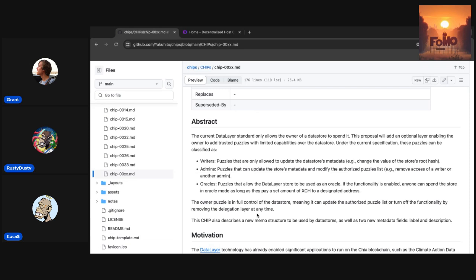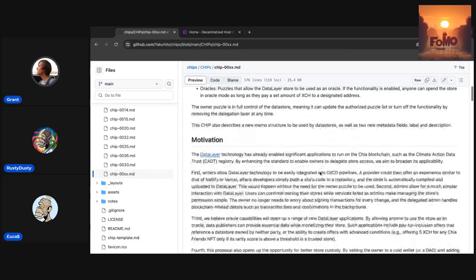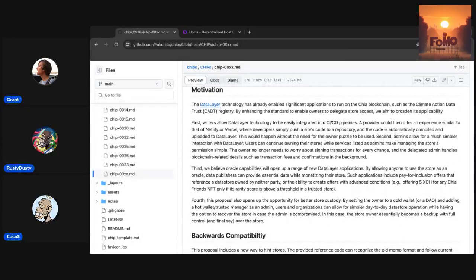So this was the CHIP that got authored by Yakuhito. He's working with Michael Taylor together. They created the specification, and I think Yak did a lot of the programming for it. So essentially, it kind of boils down to what's in this abstract. If you're looking for this, the link will be in the description of the show. But essentially, it describes here what you can do and why you might want to do it, right? So it's kind of well summarized here.